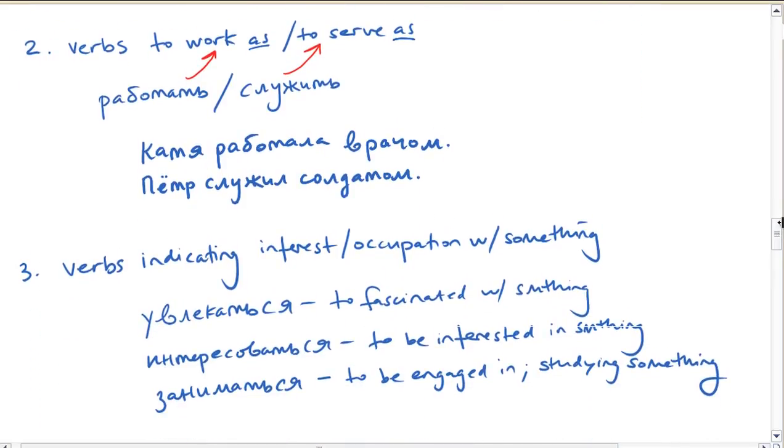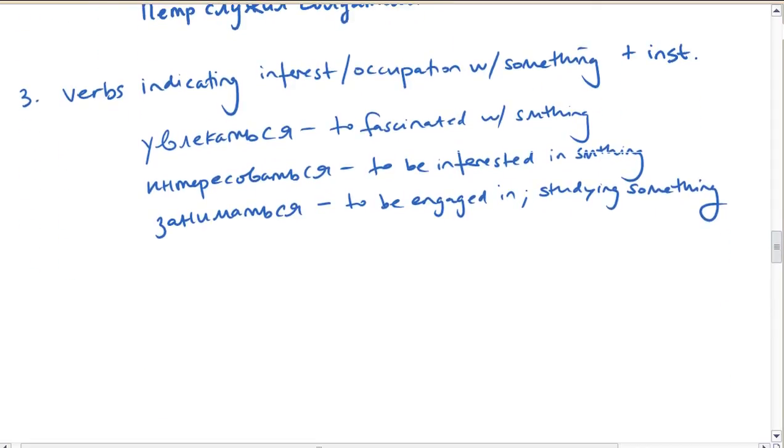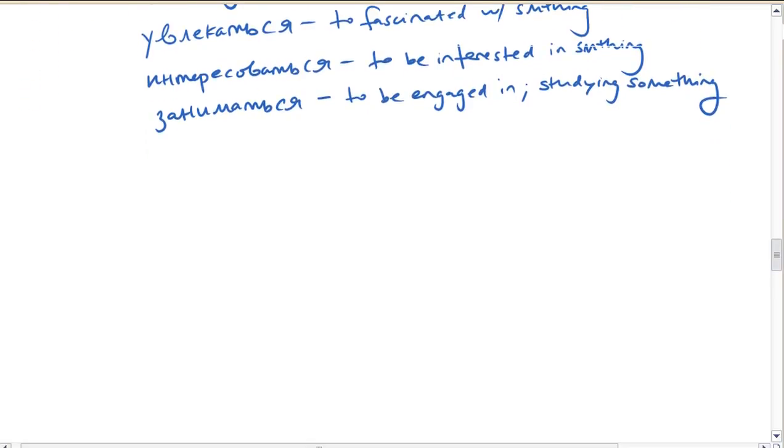Then there are three verbs that use the instrumental when you're indicating interest or occupation with something. So увлекаться, to be fascinated with something, интересоваться, to be interested in something, or заниматься, to be engaged in or to study something. And whatever it is that you're interested in or occupied by is going to be in the instrumental. So let's look at some examples.